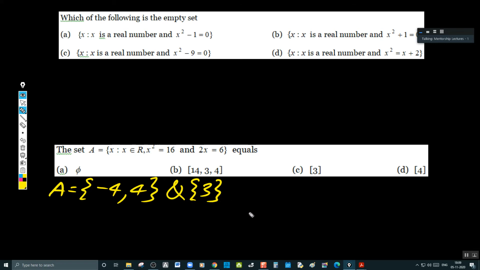Everyone is sleeping. I asked you a question. No one is responding. Null set. Is there any common number? No. Null set. So your answer is a null set.